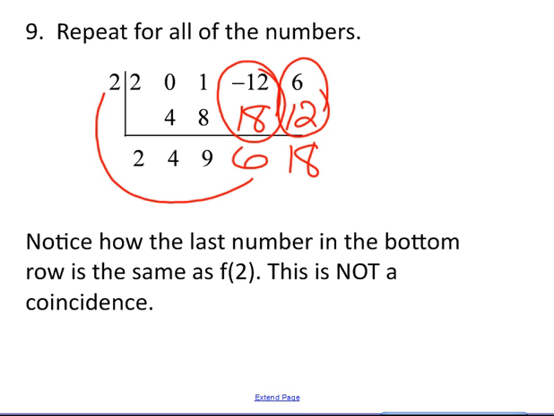What I want you to look at is the very last number at the bottom. This number is 18. Well, it turns out it is not a coincidence that it is the same as when we plugged 2 into that function. So this is the process that we call synthetic substitution. Rather than substituting normally, we're going to substitute synthetically.